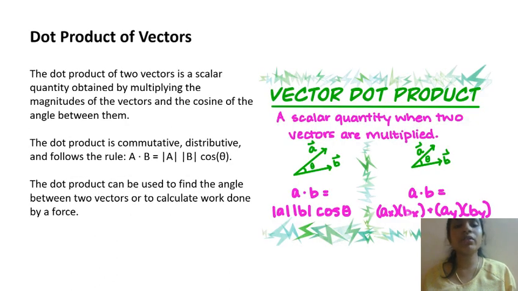Dot product of vectors. The dot product of two vectors is a scalar quantity. It is obtained by multiplying the magnitudes of the vectors and the cosine of the angle between them. The dot product is commutative, distributive, and follows the rule A dot B is equal to mod A mod B cos theta. The dot product can be used to find the angle between two vectors or to calculate work done by a force.